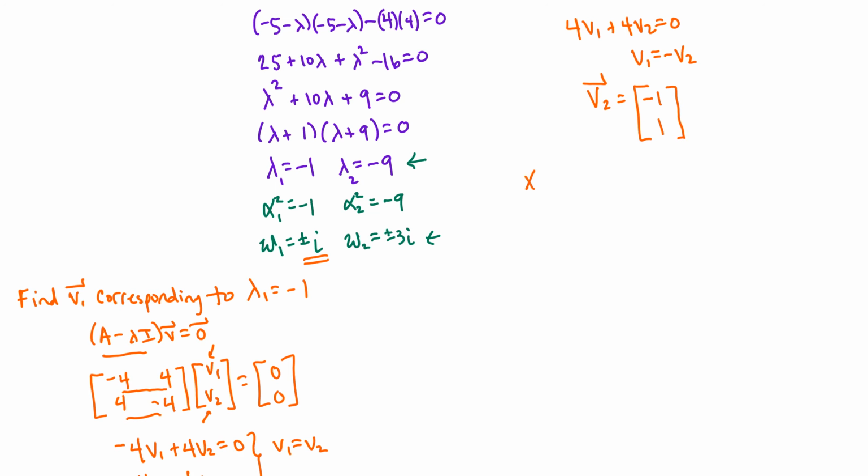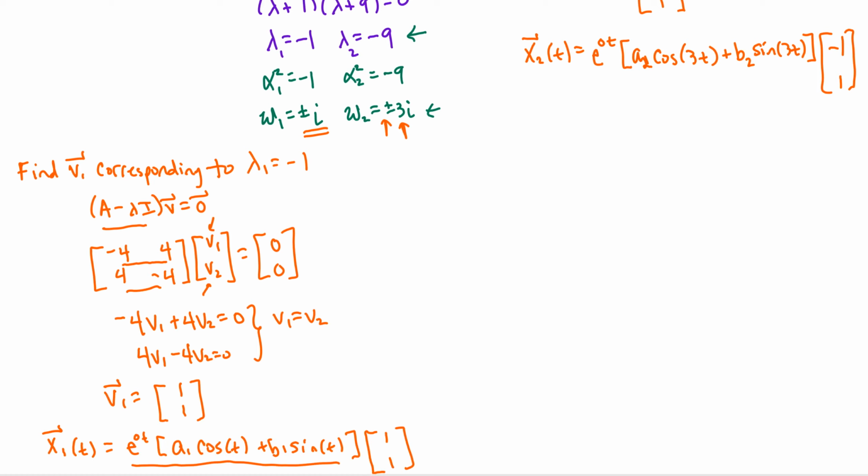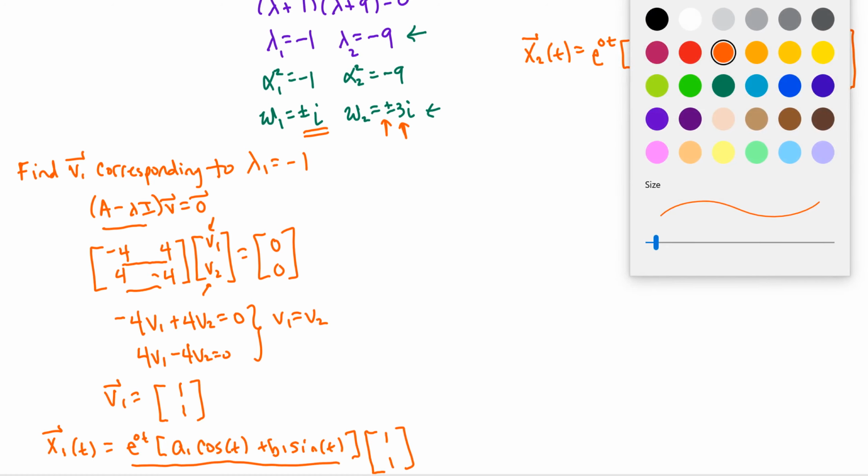Thus, our second particular solution, x sub 2 of t, is going to be e to the 0t, again 0 is the real part of this number, times a sub 2 cosine 3t, 3 comes from the imaginary coefficient, plus b sub 2 sine of 3t times eigenvector negative 1, 1. So we have two natural modes of oscillation. Those are identified by our omegas. Let's make a few observations for this particular problem.